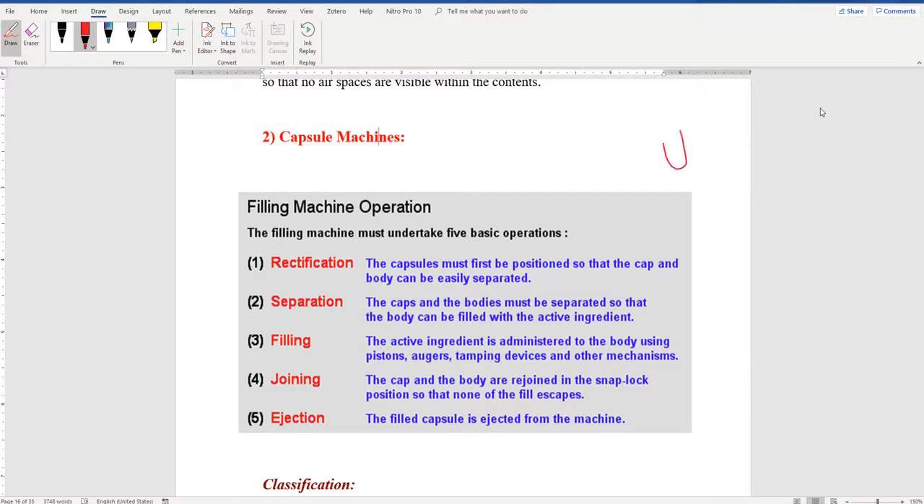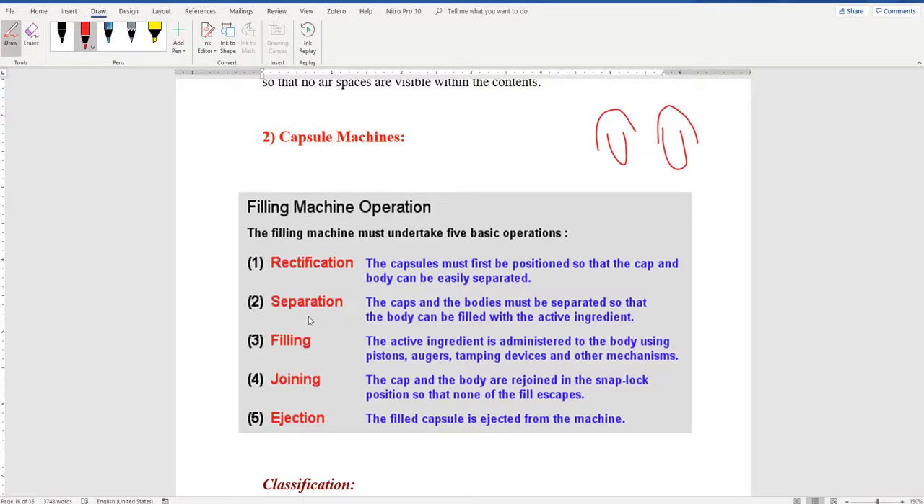So this is the body and this is the cap. Body and the cap. So what happens? You have rectification or aligning, where capsules are aligned so that their body is at the lower part and the cap is at the top part. Now, why is this happening? The reason is to allow the machine to remove the top part so that the body can be open for filling.